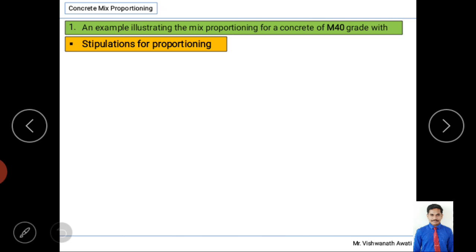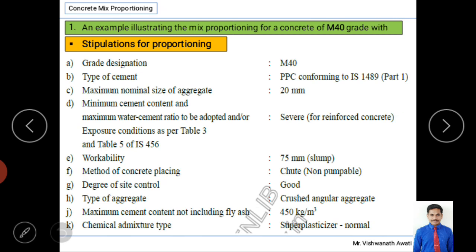So here we know the given values of the problem. They gave us some data on materials. Grade of the concrete is M20, type of cement is PCC, and maximum size of aggregate is 20 mm, and exposure condition is severe for RCC. Workability is 75 mm, method of concrete placing is non-pumpable, and the degree of site control is good. Type of aggregate is crushed angular.